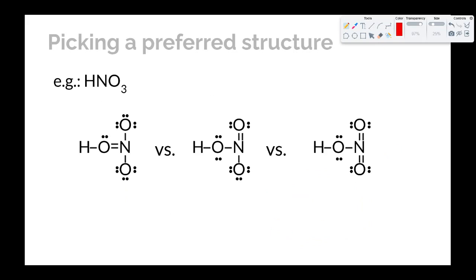First of all, we can eliminate the one on the right because nitrogen is making 5 bonds. That requires an expanded octet, and you can't do that for nitrogen because it's only in period 2. So that one's out. Now let's compare the other two. Assign formal charges. We already have seen from previous examples that a single bonded hydrogen, which is every hydrogen in a compound, has a formal charge of 0.